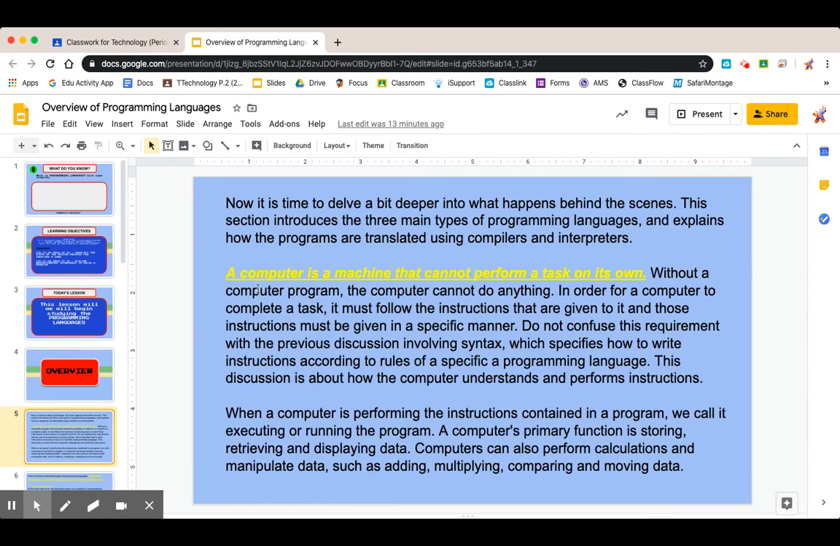Again, as you read through some of this, if you see something underlined, highlighted, or in a different color, pay attention to that line, those words, or that paragraph, because something important is being said in and around whatever it is I'm highlighting. So a computer is a machine, remember, that cannot perform a task on its own. It needs a computer program.